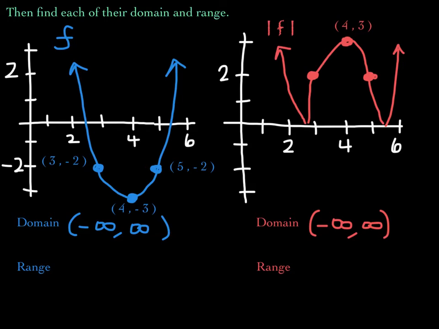But what is different is the range. The range for f of x goes from -3, right? That's your minimum, and it goes infinitely high. But for the absolute value of f of x, the lowest it goes is the x-axis. So that's going to be 0 all the way up to infinity.